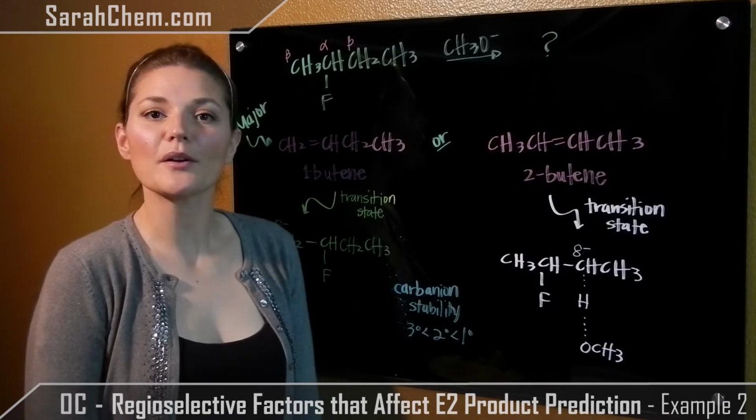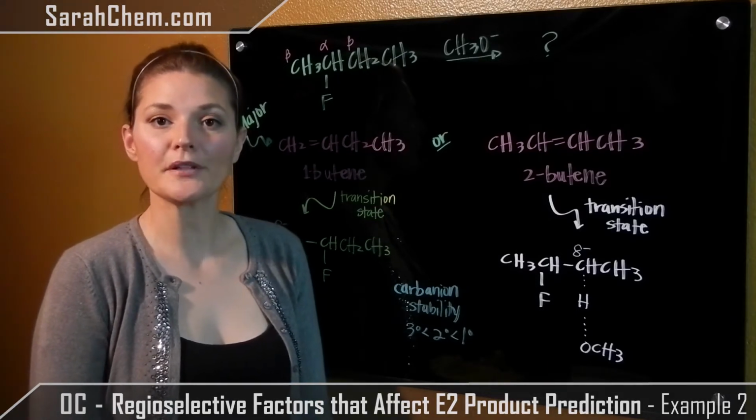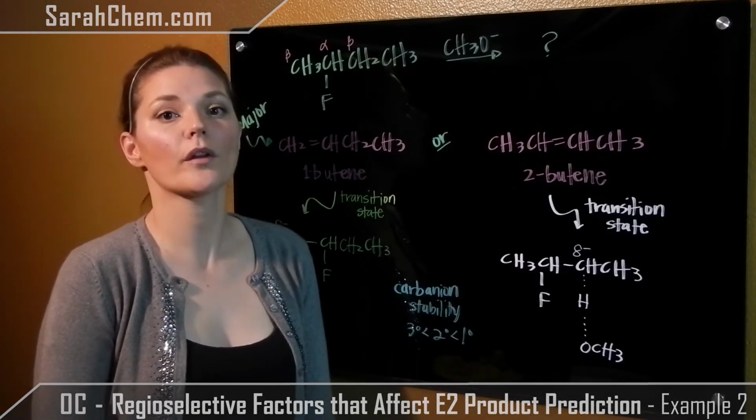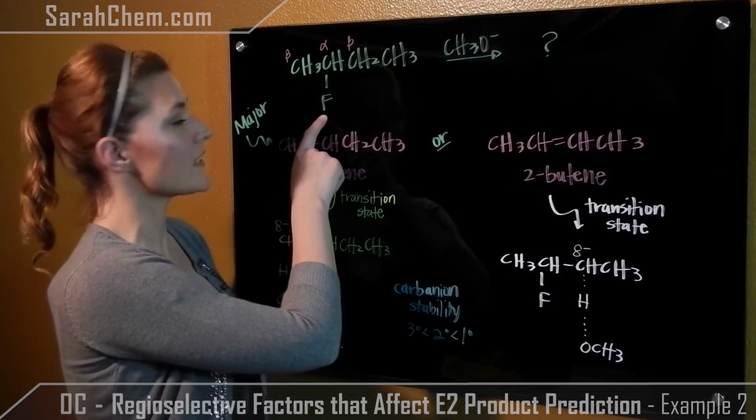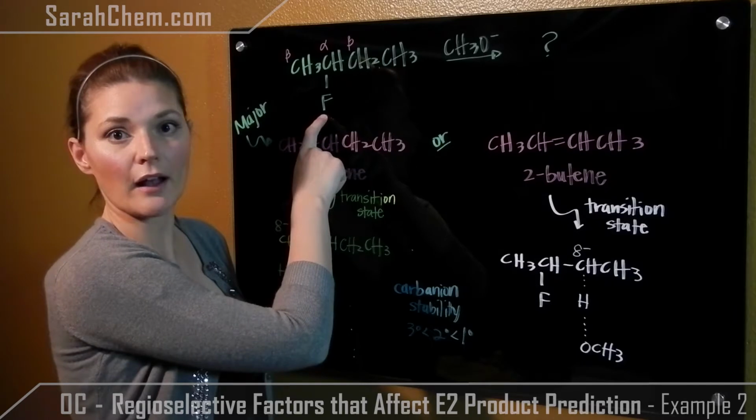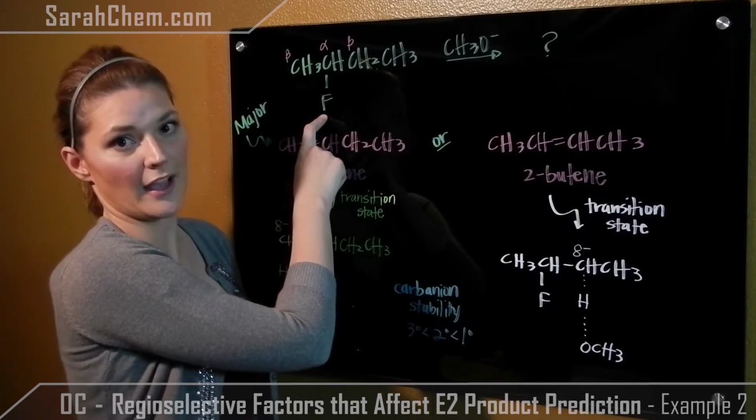Everyone, this is a video tutorial to help you understand how to predict products for an E2 reaction when fluorine is your leaving group. So if we take a look at our alkyl halide here, we have a secondary. We know that secondary alkyl halides will do an E2 reaction.